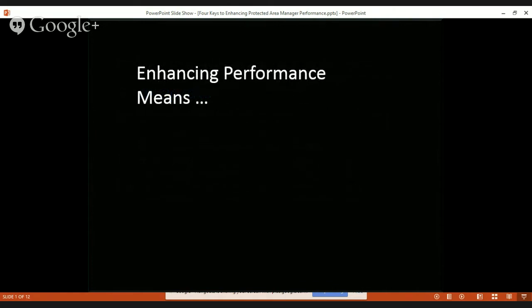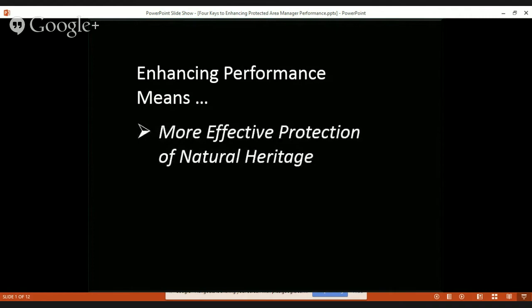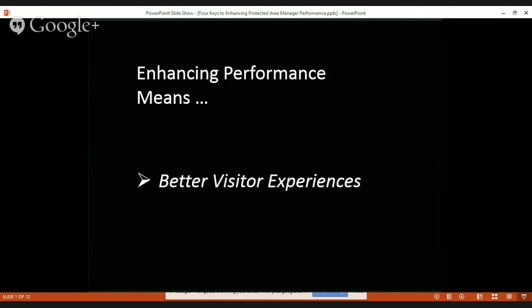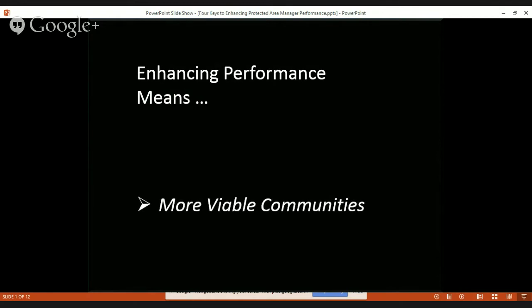So enhanced performance, to basically conclude, means several things. One is that we will have more effective protection of natural heritage. We'll move that figure of 1/3 of the protected areas being managed effectively upward to maybe in 10 years it's 50%, or maybe even higher than that. It also means from a tourism area we will have better visitor experiences. And these are important because it's through visitor experiences that we develop the political motivation and the political support for protection of natural heritage. And then it also means that we'll probably have much more viable communities that have a strong linkage with a protected area. So that's what we're ultimately, I think, trying to achieve in this enhanced performance.